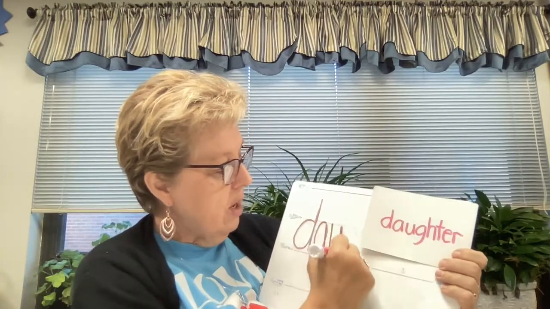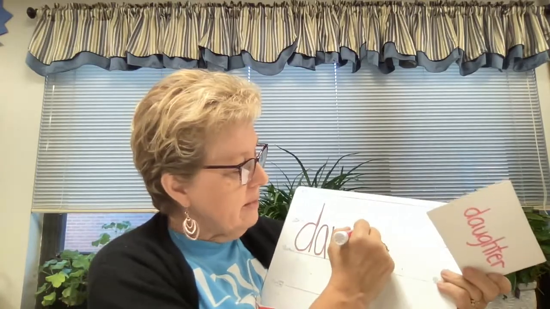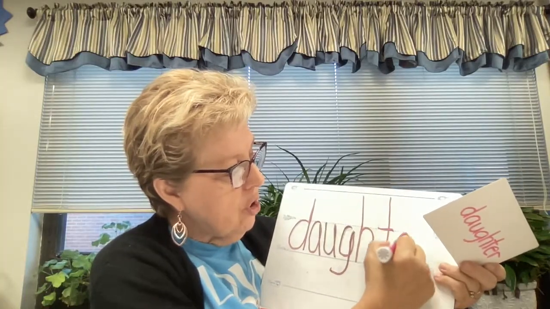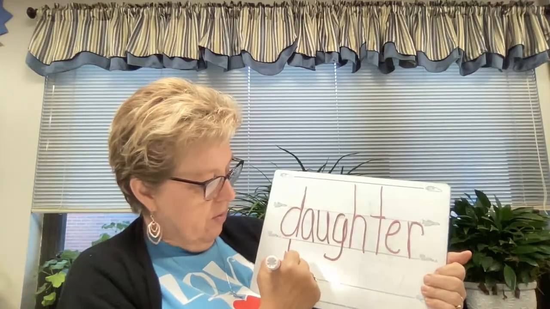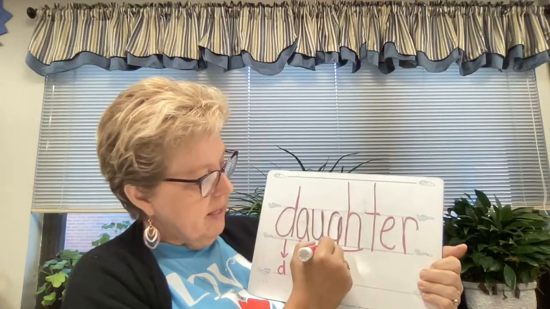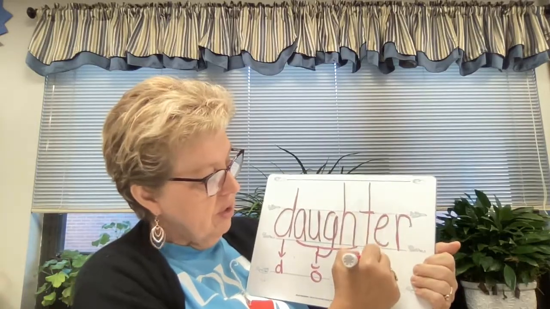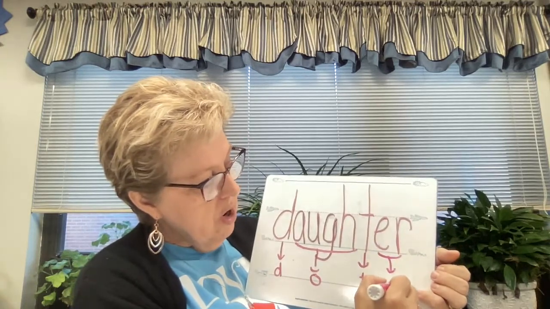D-A-U, da. Well, that makes the sound of short O, da, and then it has that tricky G-H. Tur, E-R. Now, the word daughter, the D makes a sound of D, like always. The A-U-G-H makes a sound of short O. T. You hear the T. And then you hear the ER sound.